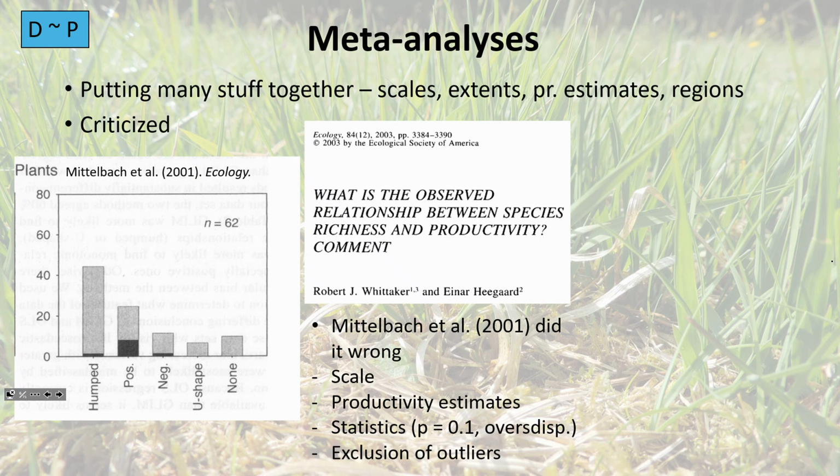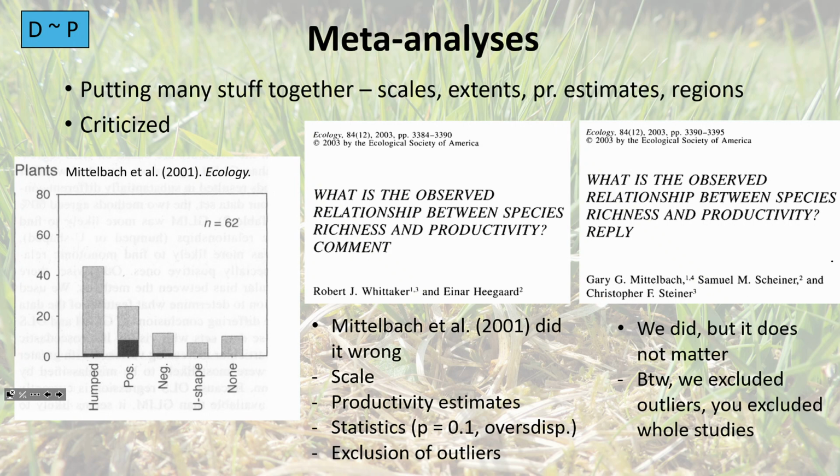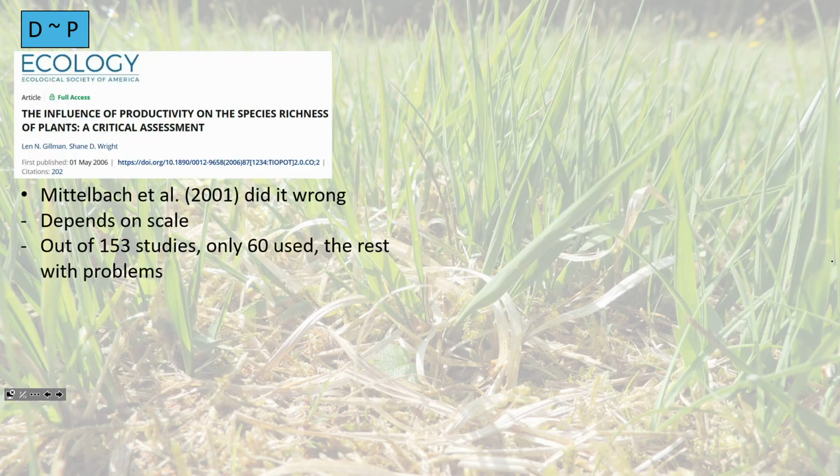who said basically Mittelbach did it wrong, because they merged different scales, as I have said, and different productivity estimates. Their statistical approach was kind of weird, using a significance level of 10%, which is not very typical. They didn't control for overdispersion, and excluded some outliers. So Mittelbach responded, okay, you are right, we did it wrong. However, we just excluded outliers, you excluded all studies. The results are fine, just with few mistakes.